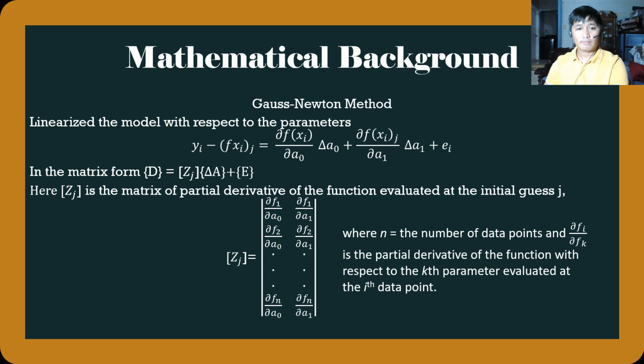So we have the partial derivative of f sub 1 with respect to a sub 0, and then the next column is the partial derivative with respect to a sub 1, and then it follows to the partial derivative of f sub n with respect to a sub 0 and with respect to a sub 1.